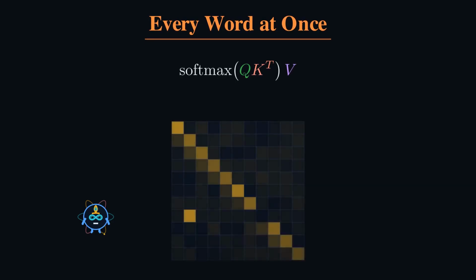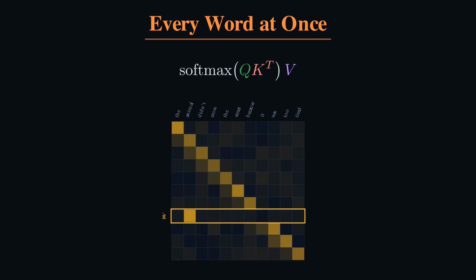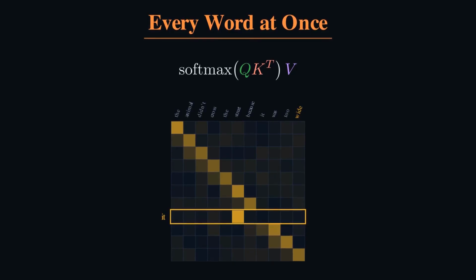We just did that for one word. Do it for all of them at the same time by stacking every query into a matrix, Q, every key into K, and every value into V. Q times K transpose is then one grid, every word scored against every other word. Bright means pays attention to. And there is the row for the word "it", one bright cell, sitting on animal. Swap that for "wide", and the bright cell slides along the row to street. That is the whole trick of the hook, and now you know exactly which numbers moved.